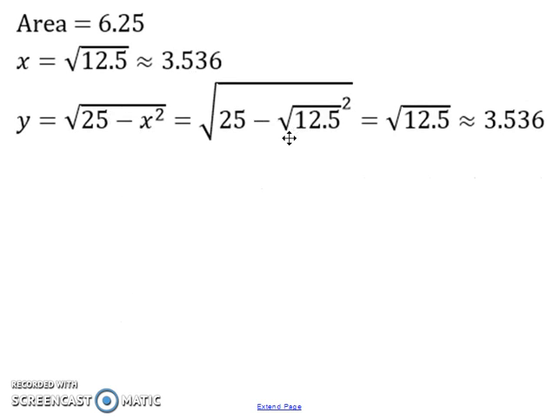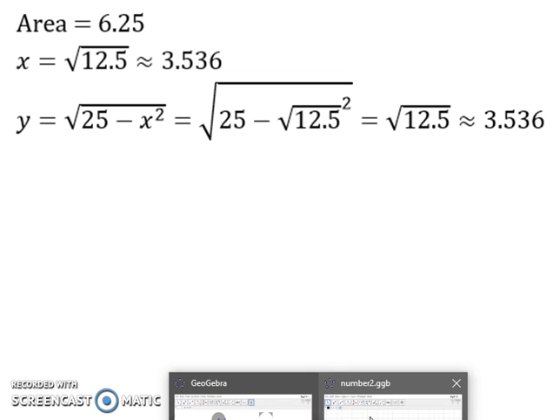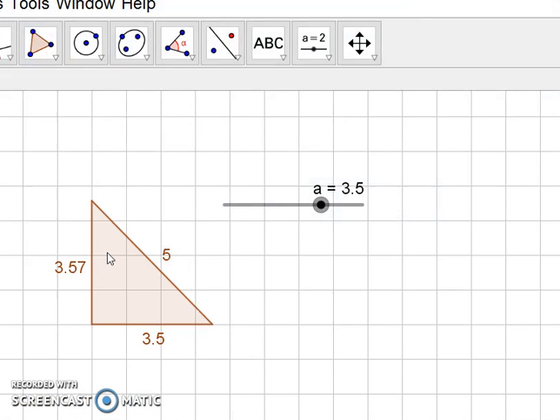And you can do this in the calculator, but the math is actually really easy. This squared is 12.5. 25 minus 12.5 is also 12.5. And you have the exact same answer for x as you do for y. And again, as we saw in GeoGebra, we expected the answer to be somewhere around 3.5. And sure enough, it is.